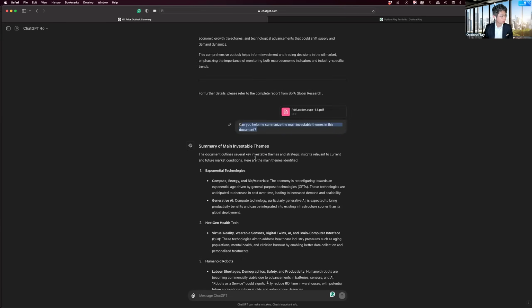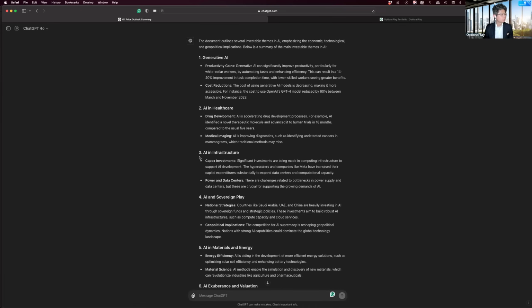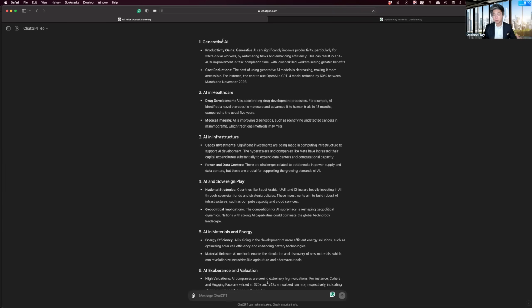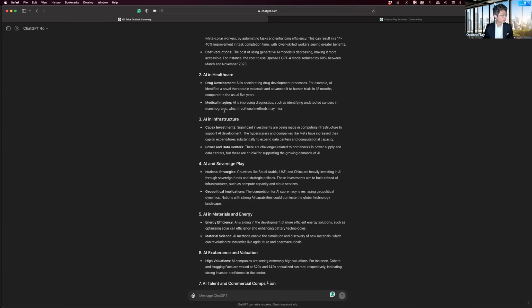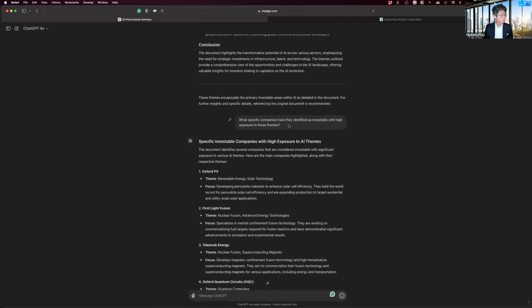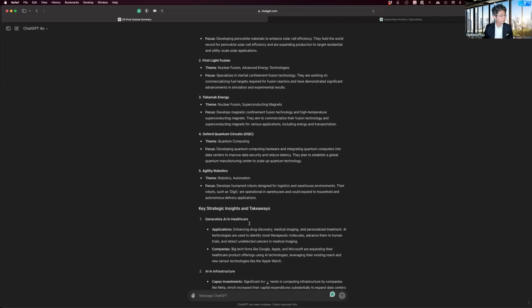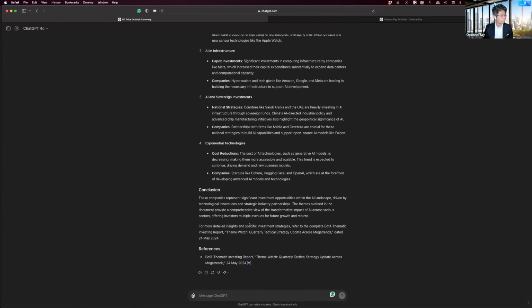This was the other one that I wanted to show you. This was the 184-page paper that they had on AI as an investable theme. And I basically said, can you help me summarize this following document? And it basically summarized for me all of the primary investable themes within AI: healthcare, infrastructure, sovereign play, materials and energy. And then I can basically ask it detailed questions. I can say, what specific companies have they identified as investable with high exposure to these AI themes? And it's able to pull out the specific companies that are mentioned in this particular paper.